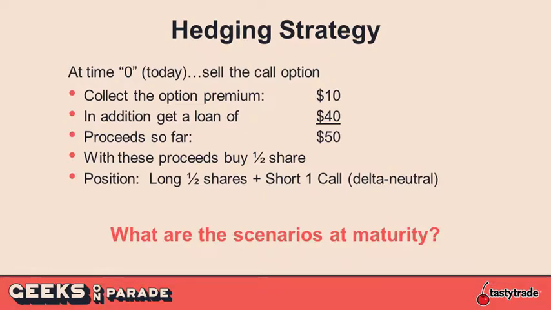What do we do with $50? We can buy half a share. Remember, this is a toy world, a theoretical world, it doesn't exist. So we can buy half a share, right? So our position now as a market maker is we're short one call option, and we're long half a share. We call that a delta neutral or a risk neutral position. So how does that help us? And why is the price $10?